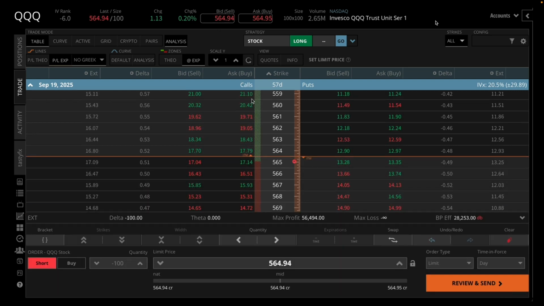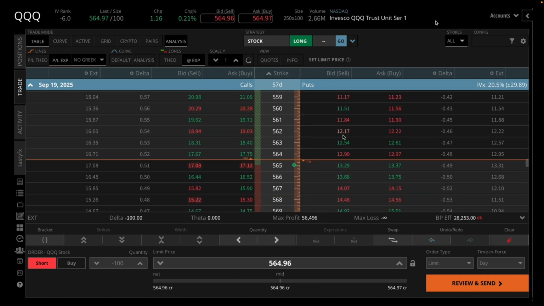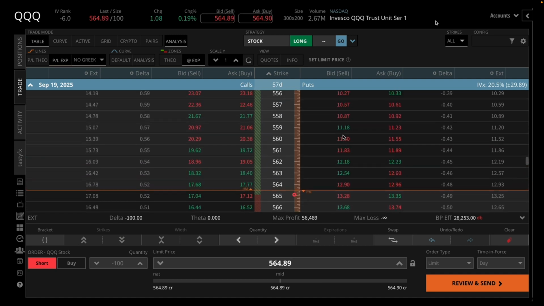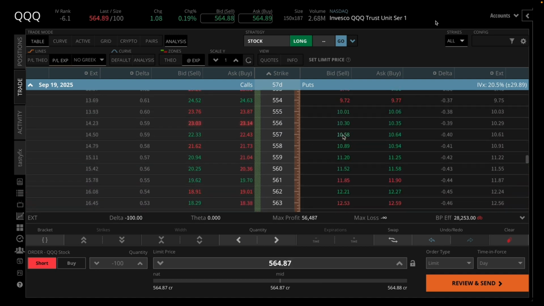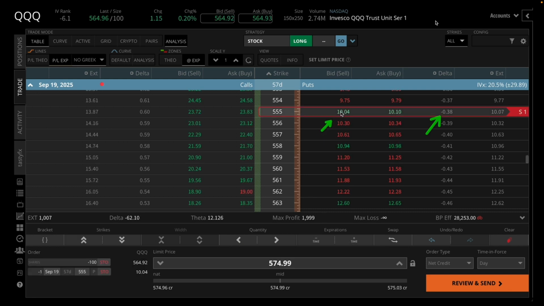Now let's do this again and just select some different strike prices to see how this would work for options that are out of the money. So I'm short 100 shares at the current market price. And let's say that I want to sell the 555 strike put where I can collect $1,000 to do so because I'm a little more bearish.